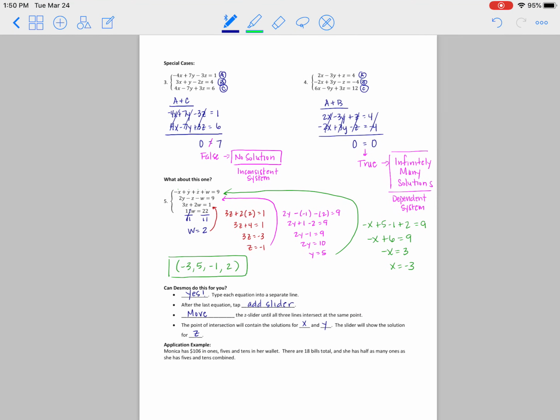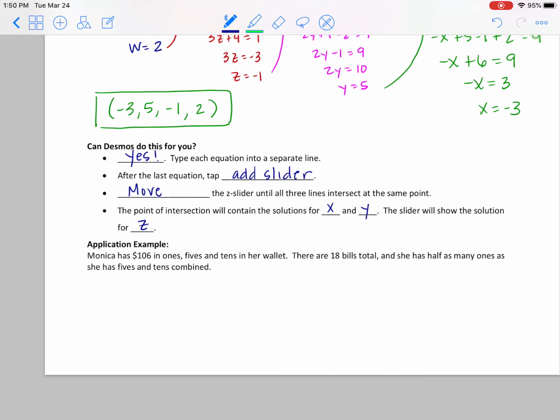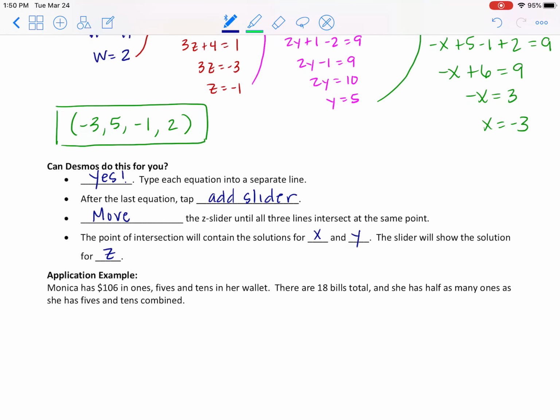All right, so we got one last problem here, an application problem. Same solving process. What we got to do is get 3 equations out of this scenario. So Monica has $106 in ones, fives, and tens. Those are going to be our 3 variables. 18 bills total, and she has half as many ones as she has fives and tens combined.